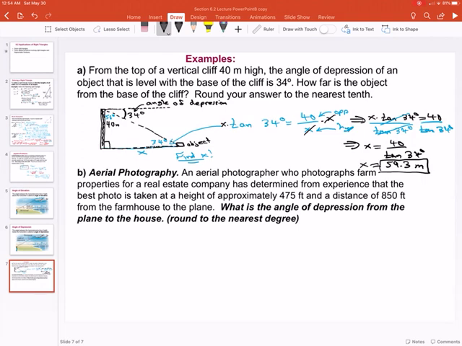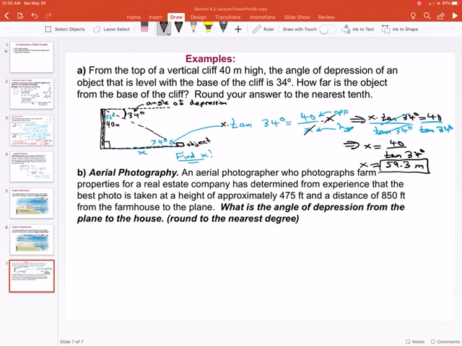Let's do another application using angle of elevation or angle of depression. Aerial photography. It says an aerial photographer who photographs farm properties for a real estate company has determined from experience that the best photo is taken at a height of 475 feet and a distance of 850 feet from the farmhouse to the plane. What is the angle of depression from the plane to the house, rounded to the nearest degree? So now we're trying to find the angle of depression. In the last problem, they gave us the angle of depression. We're going to find it in this one.